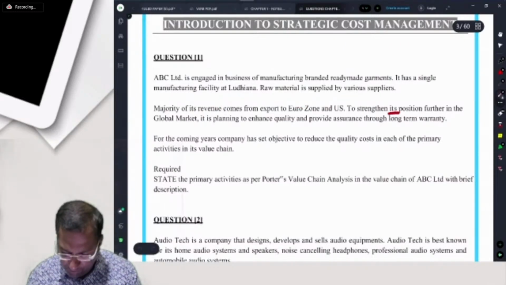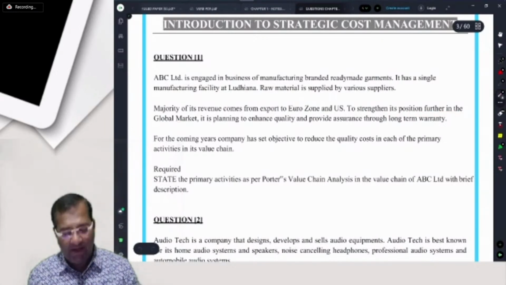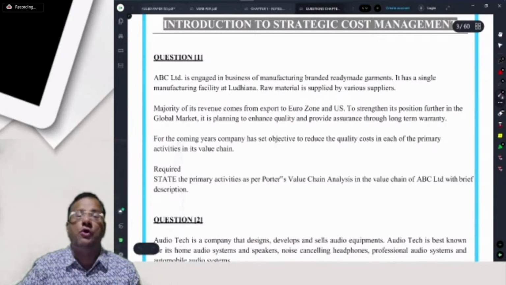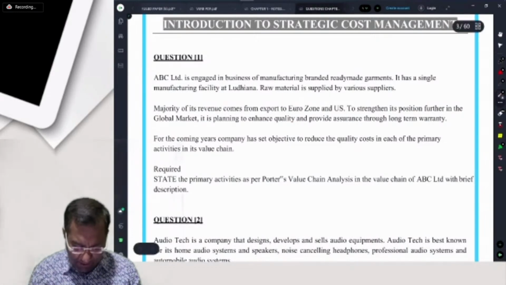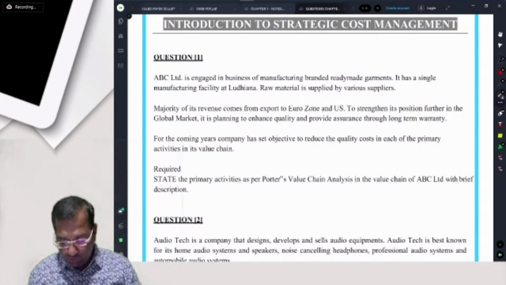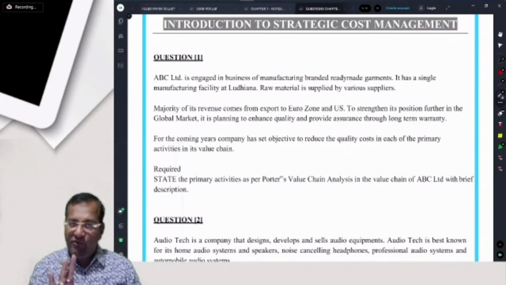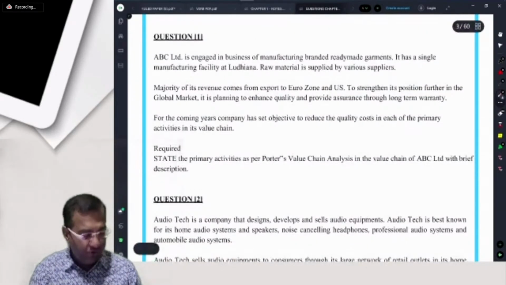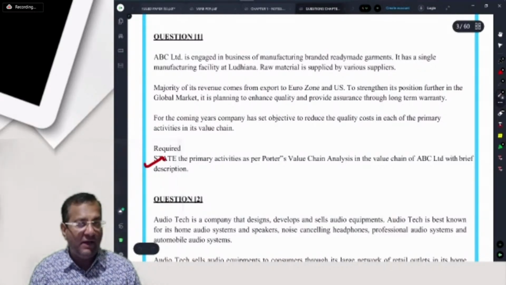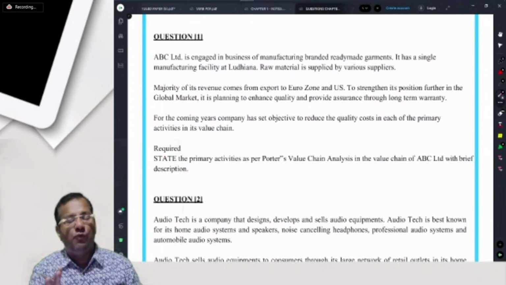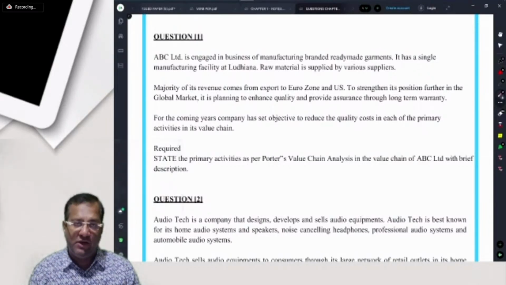To strengthen our position in the global market, we are planning to enhance the quality and provide assurance through long-term warranty. Okay. For the coming year, the company has set the objective to reduce the quality cost in each of the primary activities in its value chain. There are total 5 primary activities. So my question to you is, beta, read out this requirement part once again and tell me whether it's a simple theoretical question in which we have to simply state what are those 5 primary activities in the value chain analysis, or it's an application based question.